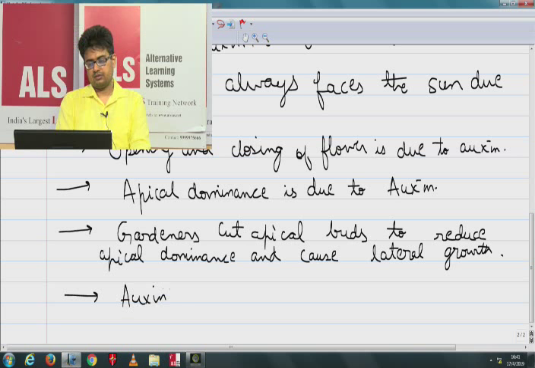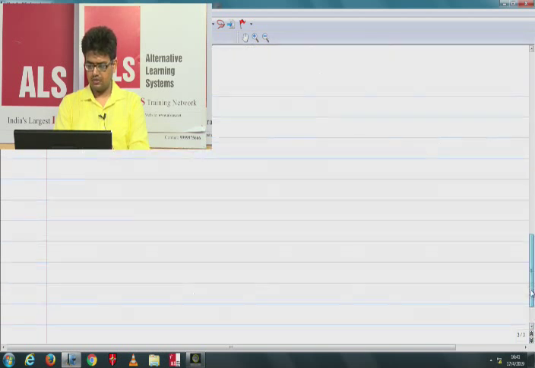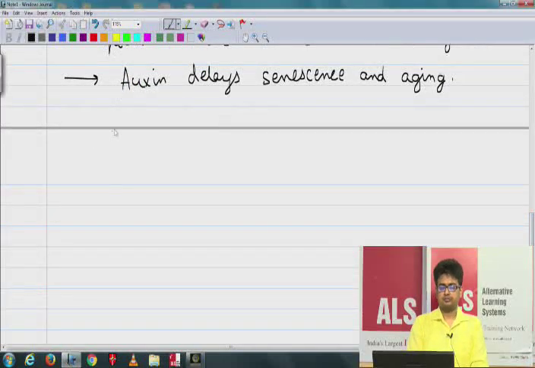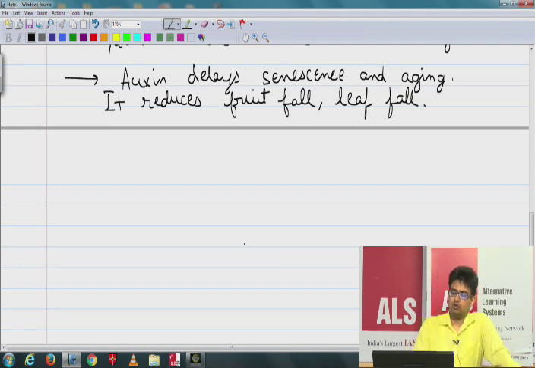Auxin delays senescence and ageing. Senescence and ageing are the same thing. I'm just writing it in short form, AGEING. It reduces fruit fall and leaf fall.